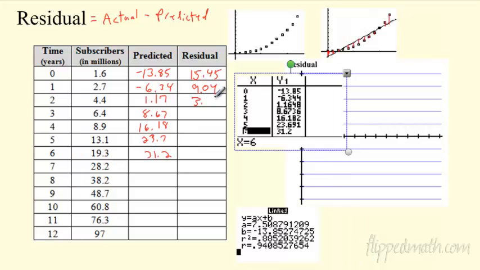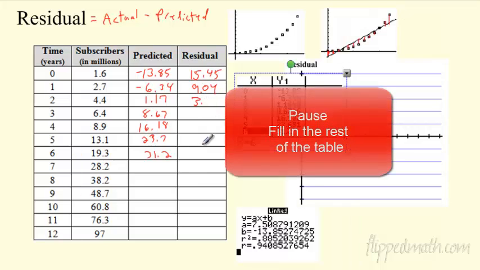So what I'd like you to do is go ahead and pause it and fill in the rest of this whole table. Grab your calculator, fill in those predicted values, fill in those residuals, and then we'll go ahead and make a residual plot, and we will be good to go.